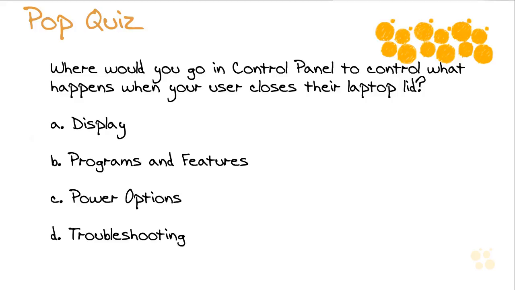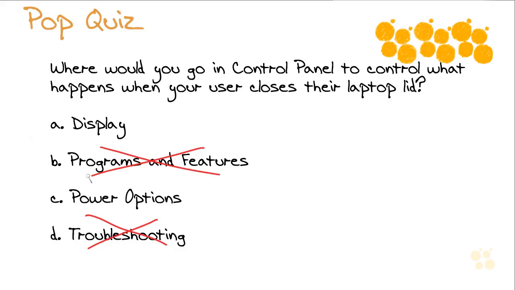Well, we've got time here at the end of this nugget for a pop quiz, and here we go. Where would you go in Control Panel to control what happens when your user closes their laptop lid? Options: Display, Programs and Features, Power Options, or Troubleshooting. So I'm in the exam and I say, well, I've never gone there for anything in my entire life. I'll knock that off. Programs and Features, I know that's where I would go to uninstall or repair a program that I've installed already or add features to Windows. So nope, I've thought about in my mind what's there and that doesn't sound good.